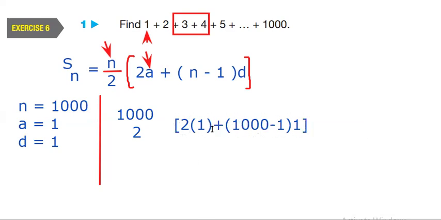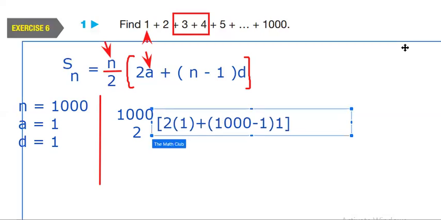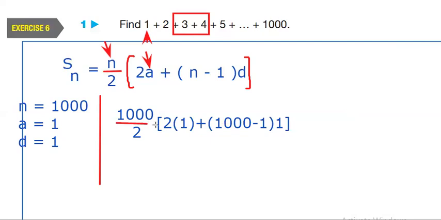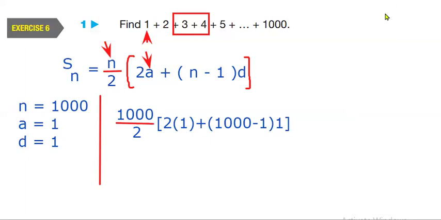So now we have the whole formula with the numbers that we need. Now let's use a fraction line like this. Now this can be solved using the calculator or step-by-step solving. We can do 1000 divide 2, which is 500, and then simplify these. Let's simplify them step by step.